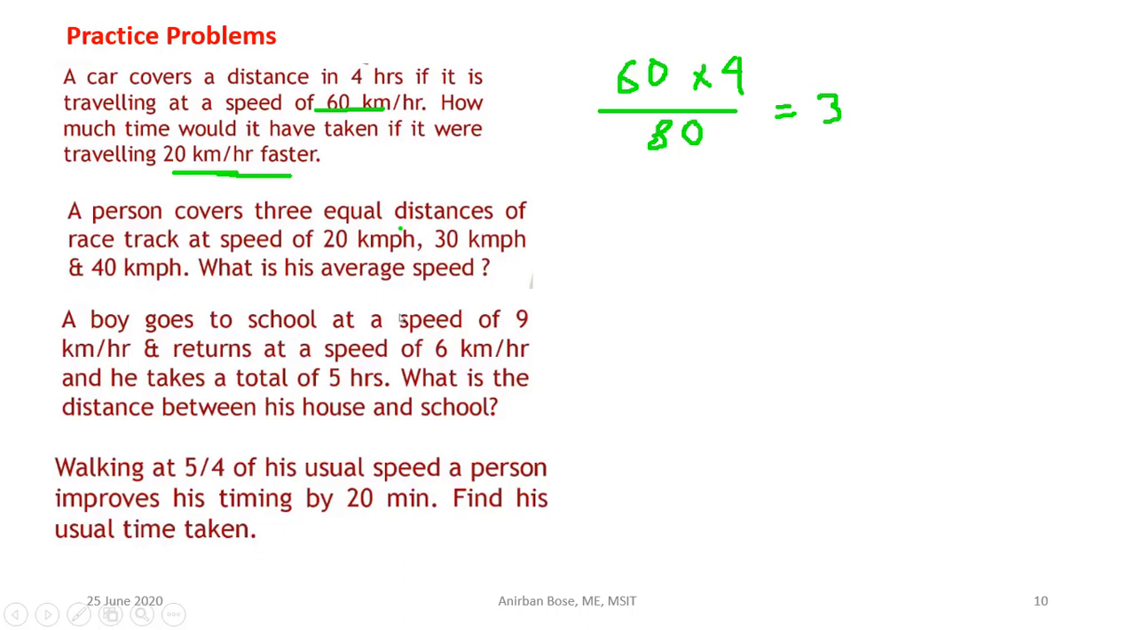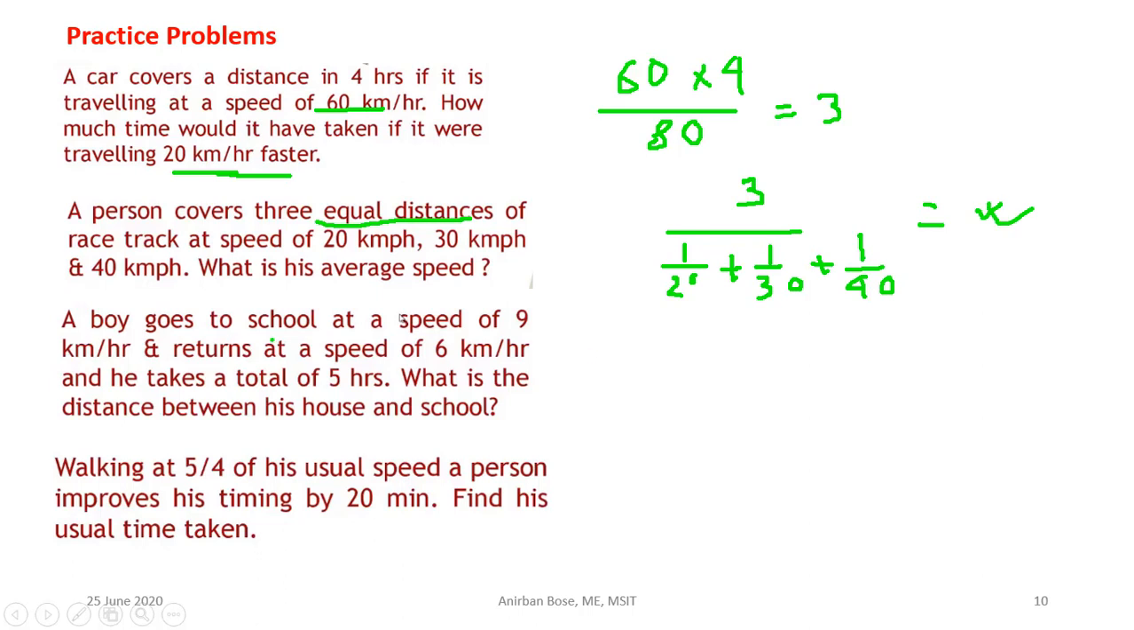A person covers 3 equal distances on a racetrack at speeds of 20, 30 and 40 km per hour. Then what is his average speed? Equal distances means the harmonic mean. So the harmonic mean of 3 speeds will be 3 divided by 1 by 20 plus 1 by 30 plus 1 by 40. Okay, so you can easily find out this one.